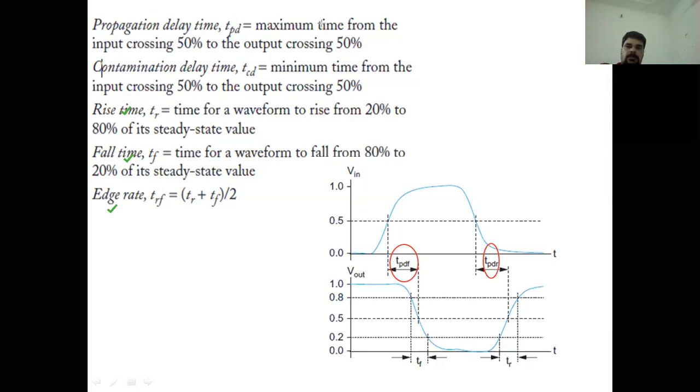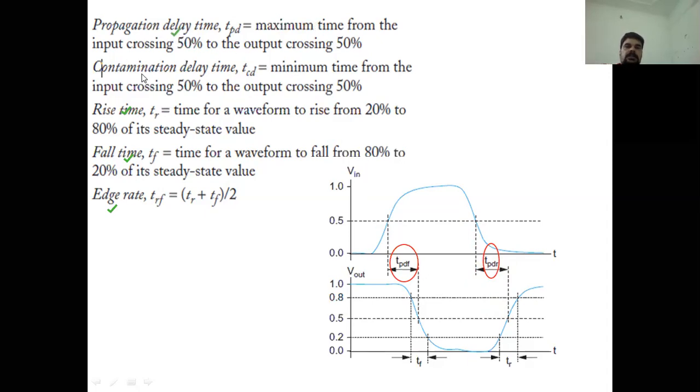Now how is it calculated? Just mark 2 points. Mark the point when the input crosses the 50% steady state value, so this is the point, and mark another point when the output is crossing the 50% value, so it is this point. The time between this and this is called propagation delay, tPD. And how is tPDR calculated? tPDR is calculated when the input is falling through 50% and the output is rising, crossing the 50%. So this is how we calculate.